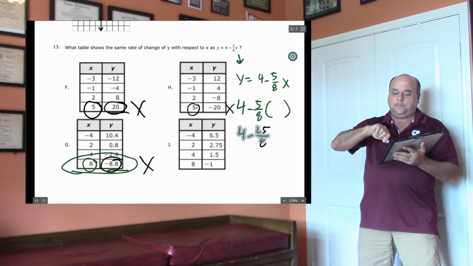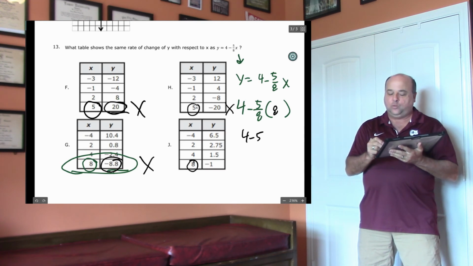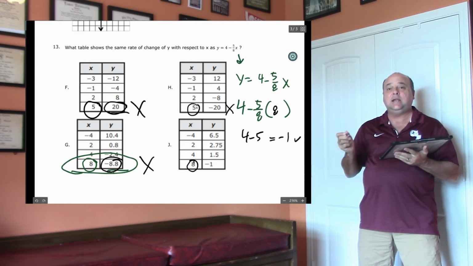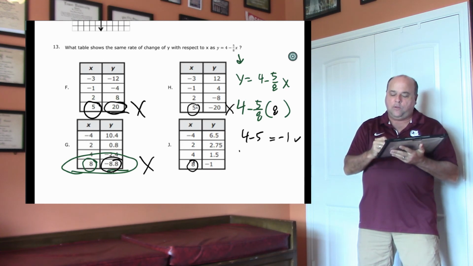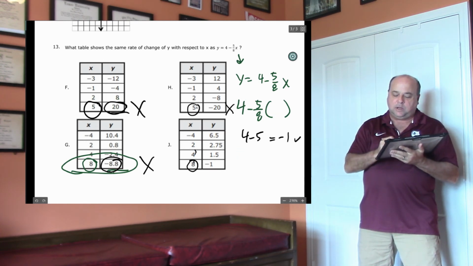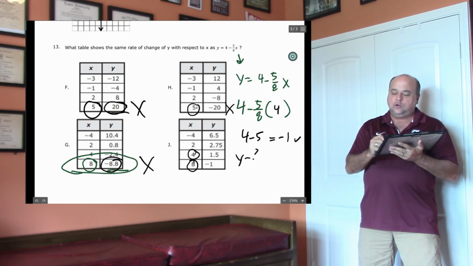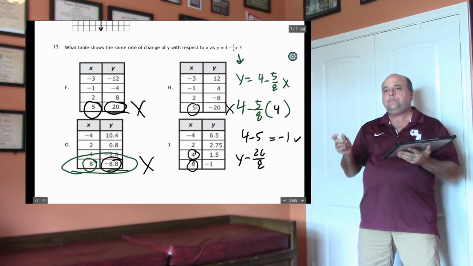So let's go back up here, and let's try plugging in 8. If I plug in 8, I'm going to get 4 minus 5 again, which is negative 1. Ding, ding, ding, ding, ding. Let's try one more. Let's plug in 4. Let me just switch this up here, and let's plug in 4.